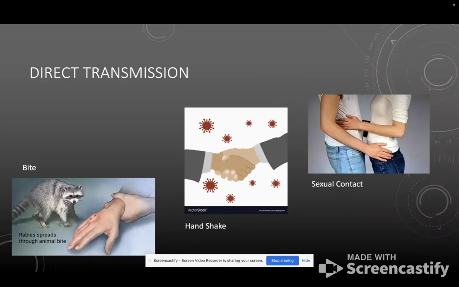So, our direct transmission can be through a bite. For example, rabies gets spread through an animal bite. Could be through a handshake. Could be through sexual contact. Any way where someone is directly touched, whatever illness or disease is being spread from one person to the other by direct touch.